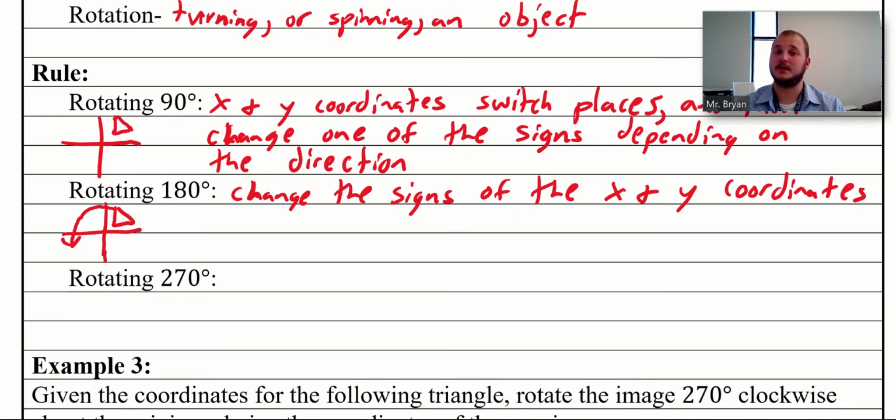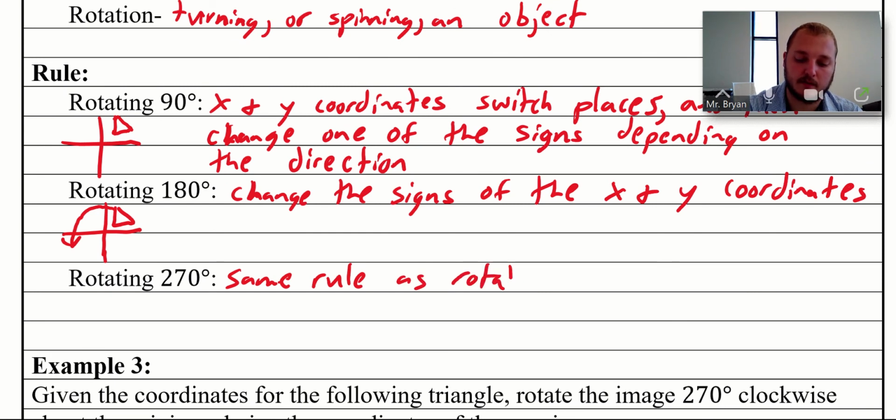All right, and then last one here, rotating 270 degrees. The good news is it's the same kind of thing, or same rule. Same rule. I'll give you a sec to write that down. Rotating 270 degrees, same rule as rotating 90 degrees. And the reason for that is it just depends on the direction that you're going.